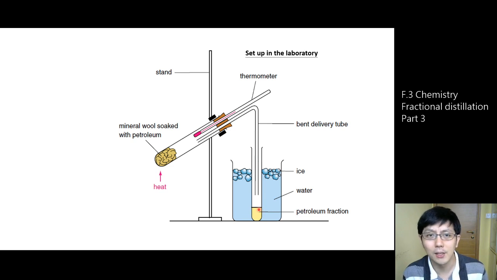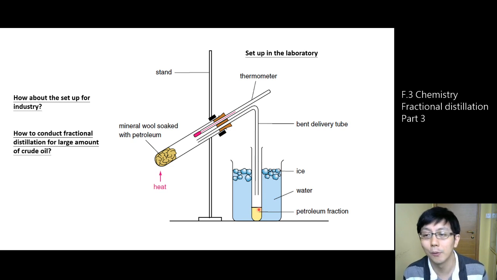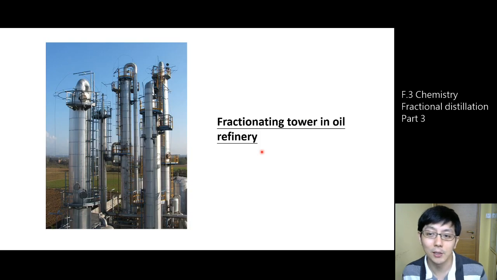However, in the industry, how can we handle it if we have a large amount of crude oil? You can't have a giant test tube, giant Bunsen burner, and giant transportation for those test tubes. How can we do it in an automatic way and also on a large scale? So actually, in the industry, we'll make use of another setup. The setup will look like this. This is the fractionating tower in the industry of oil refinery.